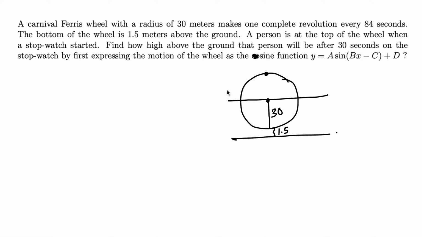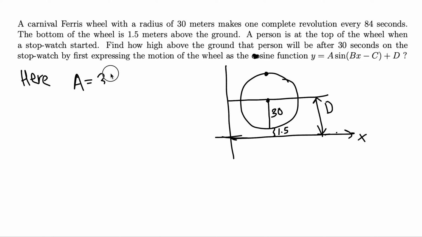So here, we can just make an x-axis, y-axis, and this distance is, by the way, the vertical shift d, and this is 30, the radius, so that's the amplitude. So for cosine or sine, for both functions, this is amplitude, a is 30, and from here d is 30 and 1.5, so 31.5.